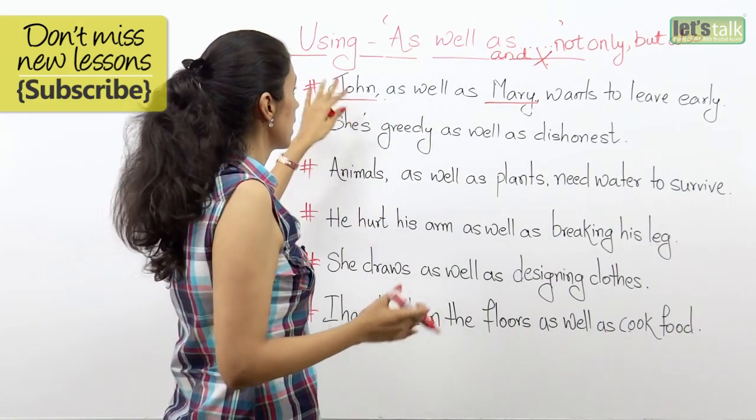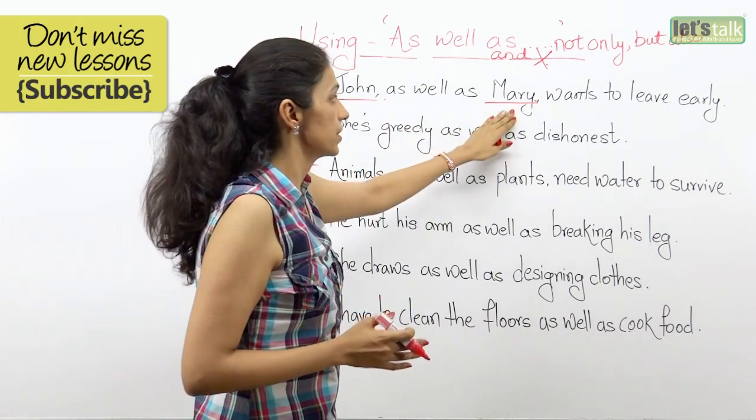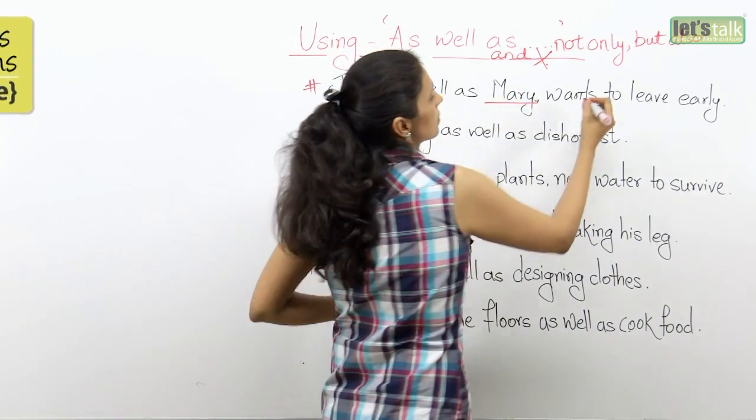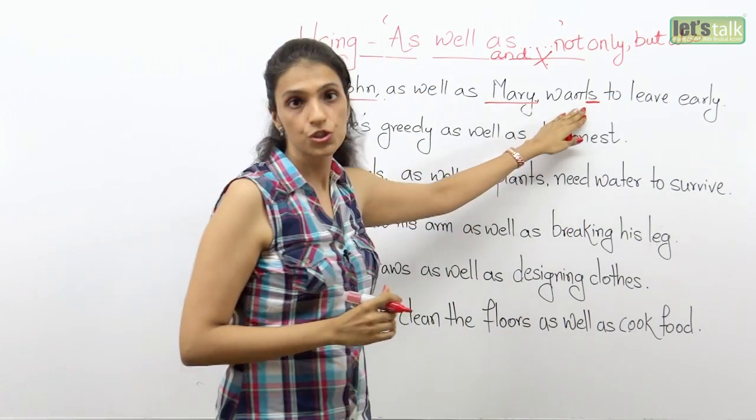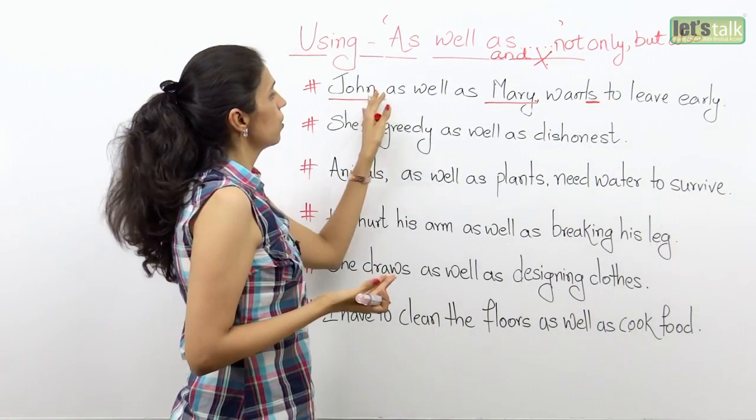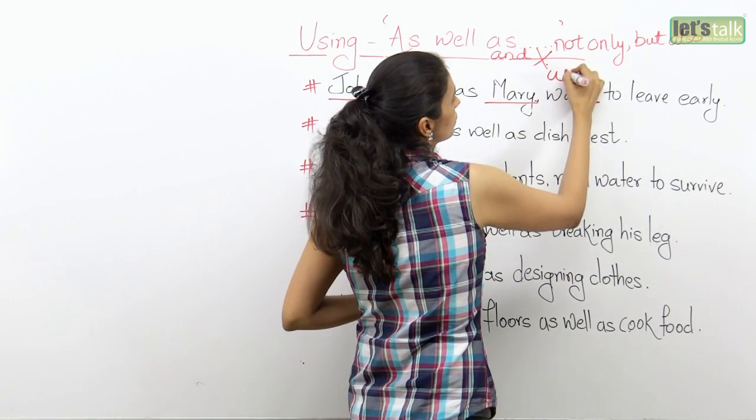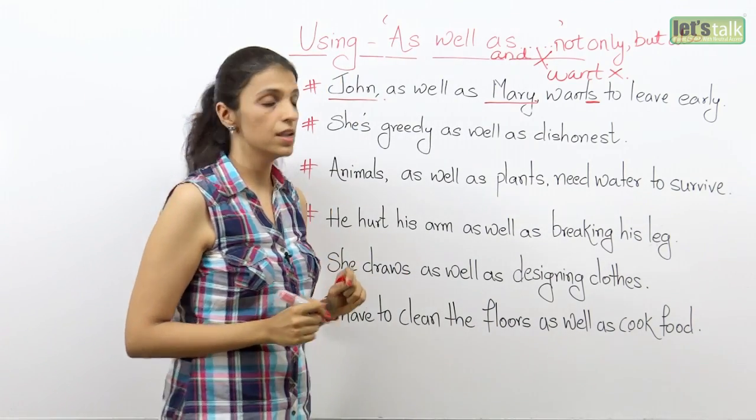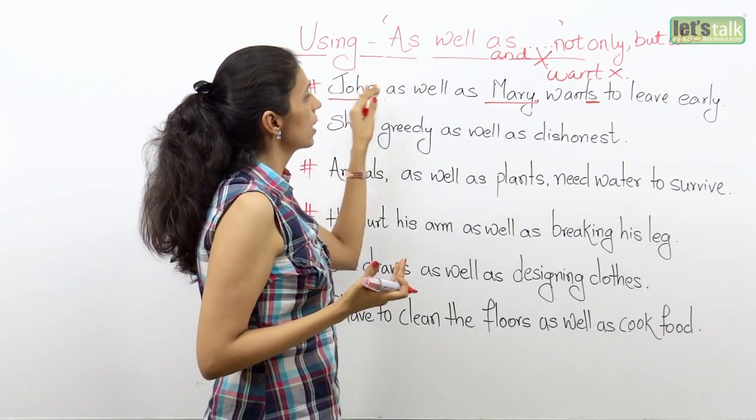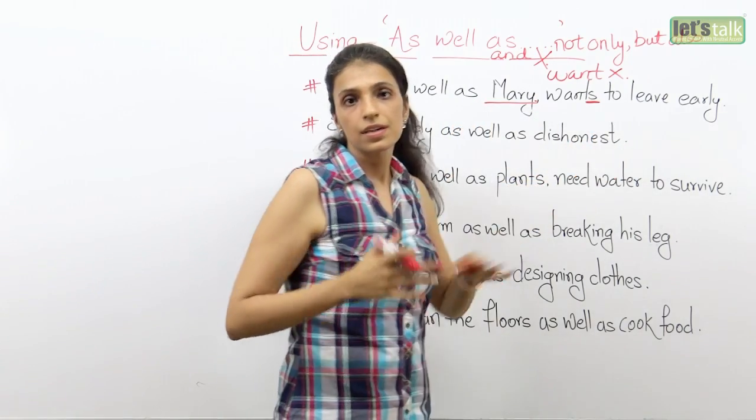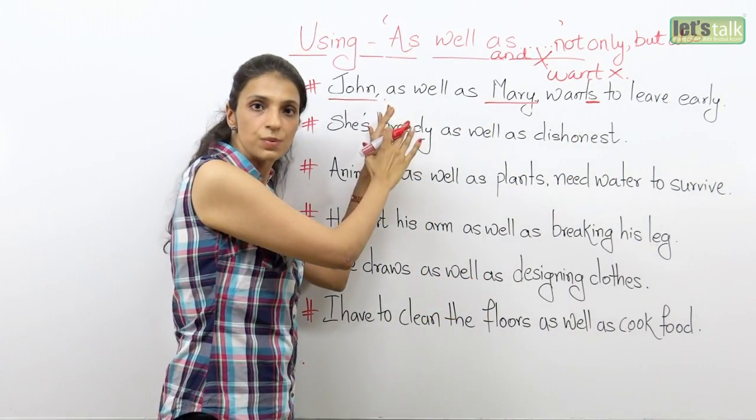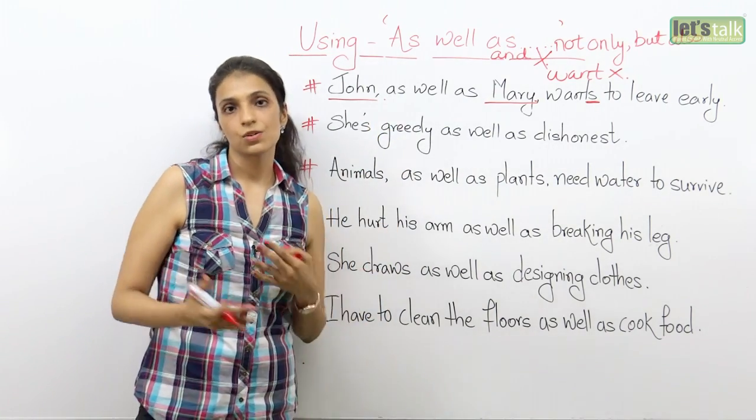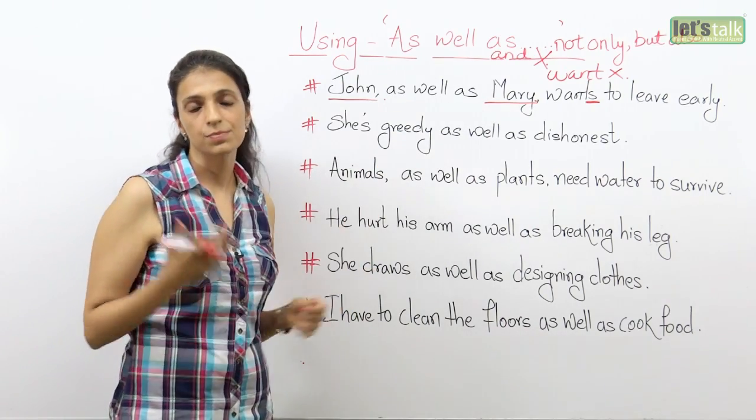Now remember, I have two subjects here, John as well as Mary. Mary is a singular noun, so you add a singular verb, "wants to". A lot of people would say "John as well as Mary want to leave early." This is wrong. Or many people would say "John and Mary wants to leave early." Again, that is wrong. Why am I using "as well as"? Because I am adding some more information to a fact that is already known to the person. In this case, it's my boss.